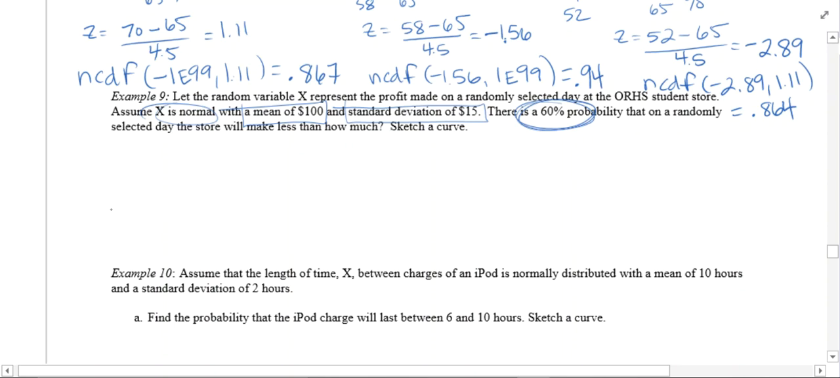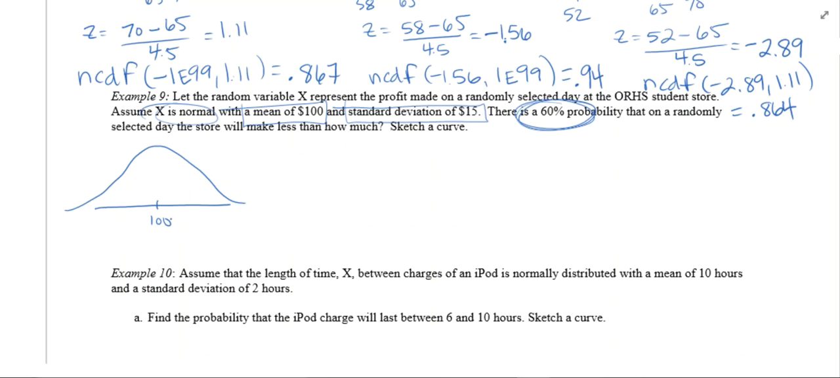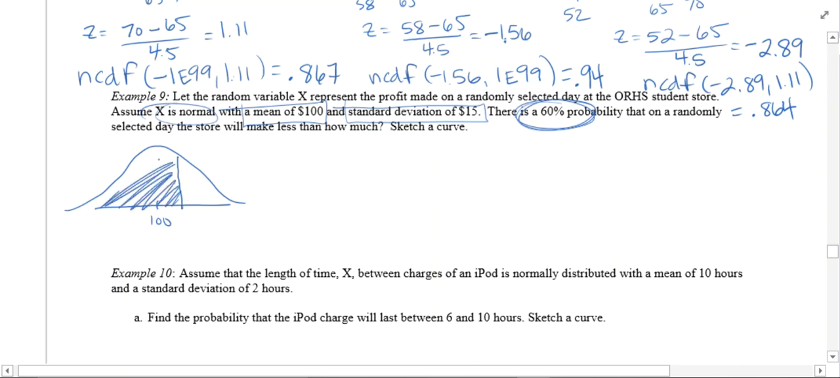Okay, so let's start off with a curve. We know it's normal, so we can draw a normal curve. We're centered at 100. So what's the other piece of information that we know? It's the 60%. We don't have another value. We're going to use the 60%. So 60% probability that on a randomly selected day, the store will make less than how much? So we want to find the number where 60% is below that. They're making less than, so less than some value. We're going to put whatever this number is, and then this would be 60%.